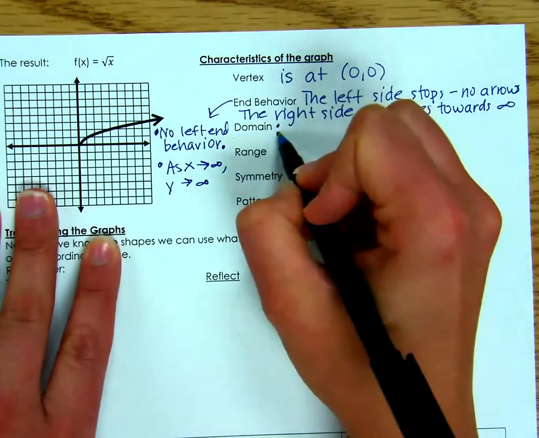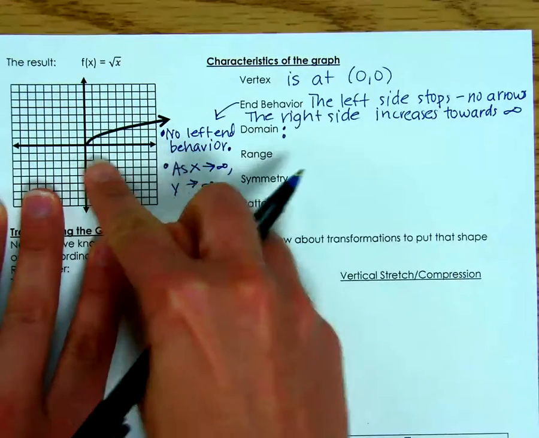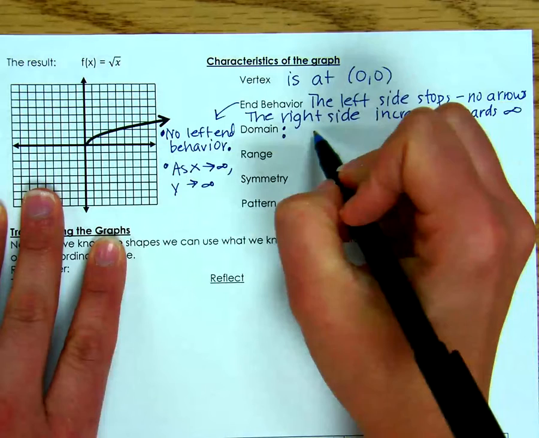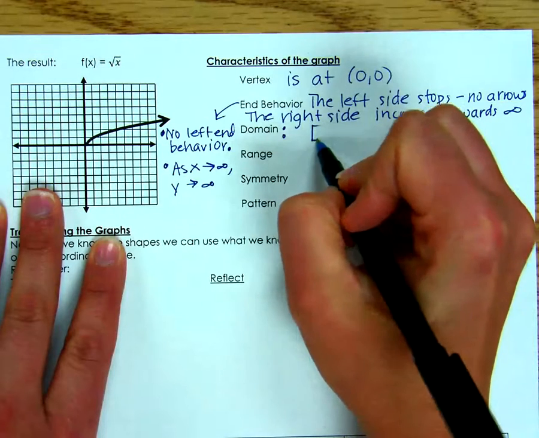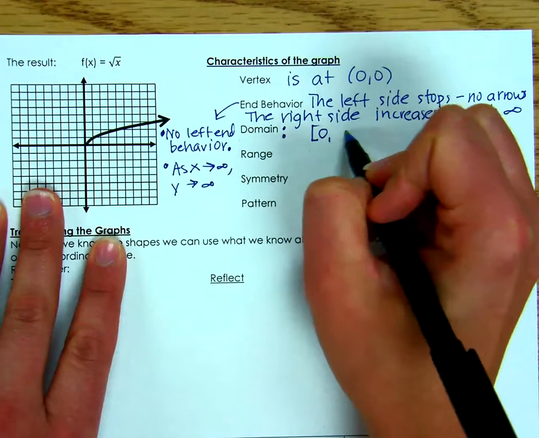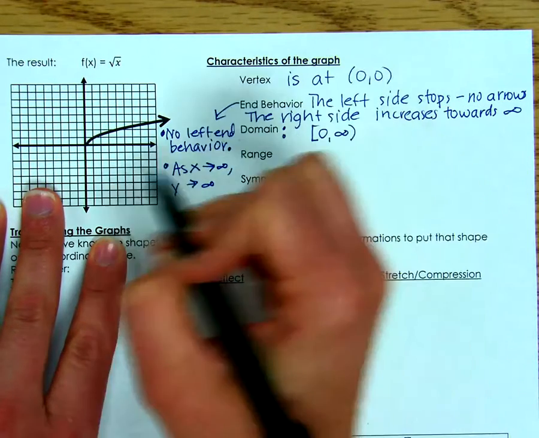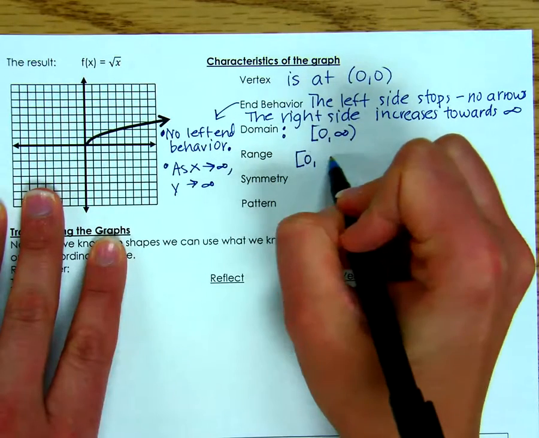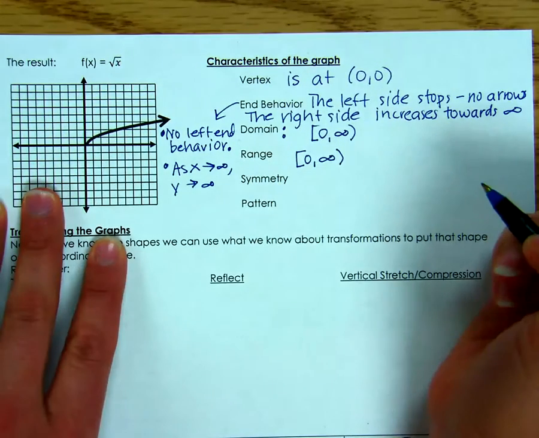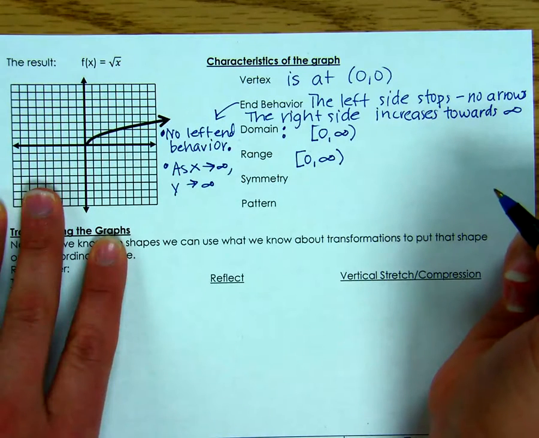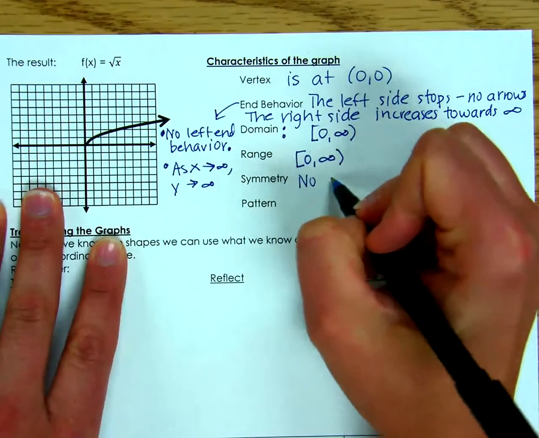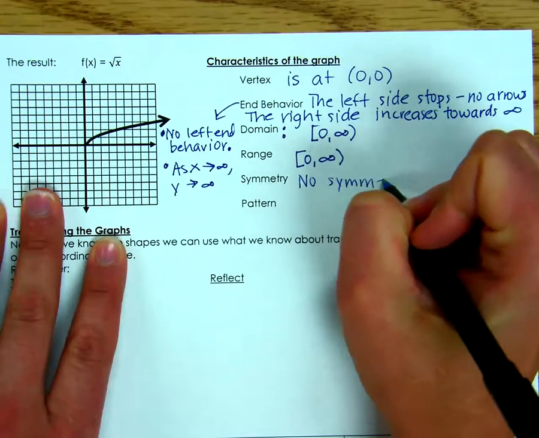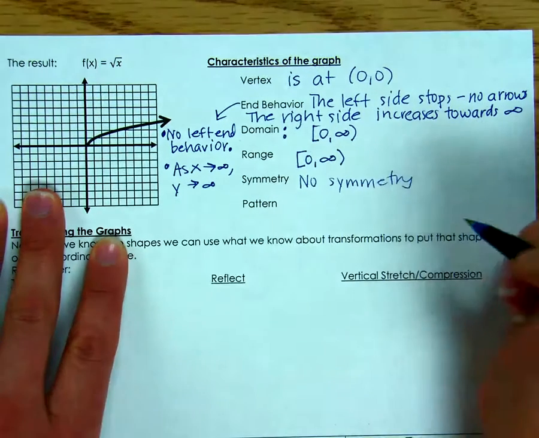Our domain values start at 0, and it's going to go to infinity. We can write that in interval notation. 0 is included, and it goes to infinity. The range is going to be very similar. It's going to be 0 to infinity. Unlike our parabolas when we did quadratics, there is no symmetry because we are only using the top portion of the graph.